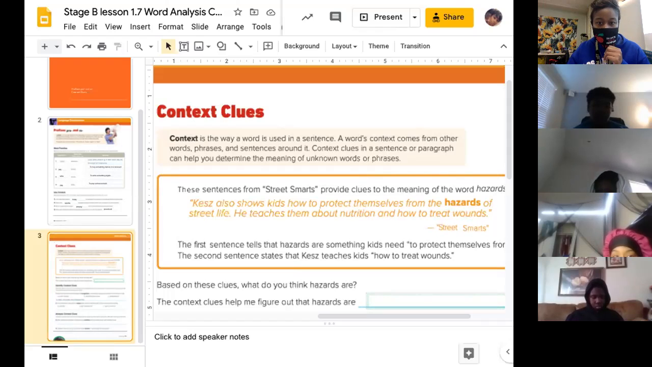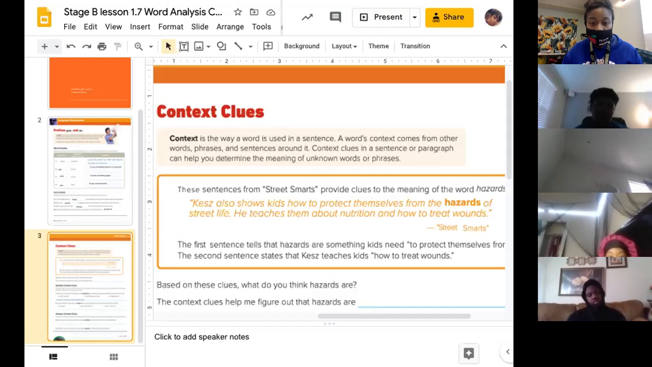Something kids need to protect themselves from. But what did I just say, you guys? When you protect yourself from something, why would you need to protect yourself from something? We're on page 43. Yeah, hazard is like a potential harm. Yes, you're protecting yourself from danger, right? Or something that's harmful. So the context clues help me figure out that hazards are dangers that threaten kids' health or safety, right? They have to protect themselves if they're living on the streets. That means they are unsafe, okay? So that is what we're going to put in this first blank here.